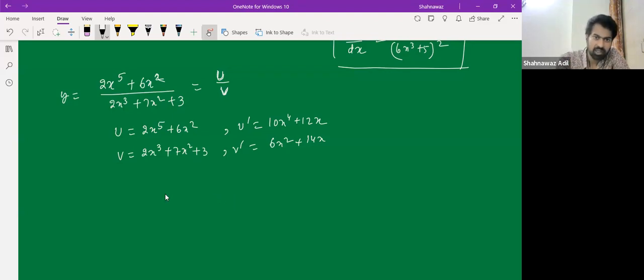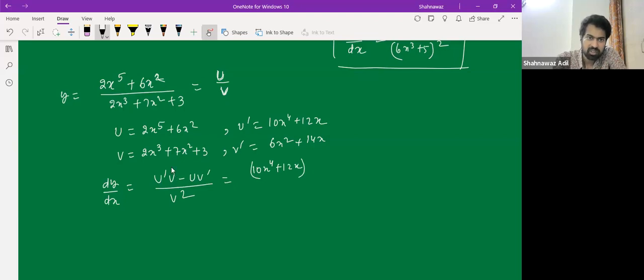And then what would be dy by dx? So this would be u dash v minus u v dash divided by v squared. So u dash is 10x^4 plus 12x and v, which is, okay, this is a very long question.